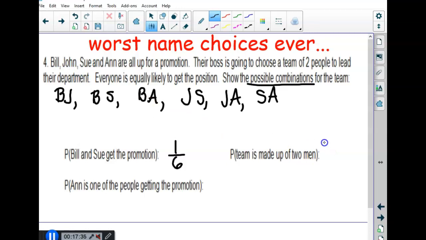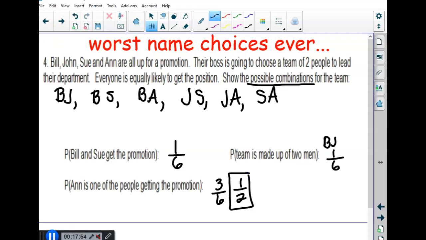It's 1/6 again. BJ is our only winner. Okay. Ann is one of the people getting promoted. So how many of the teams included Ann? 3 out of 6, or 1/2, was our probability. Any questions on that one?